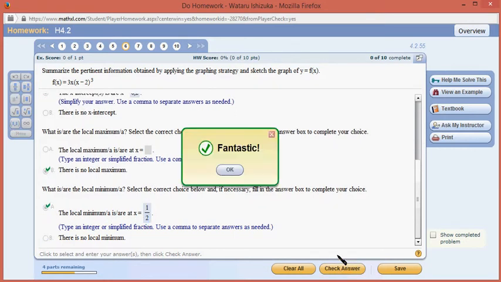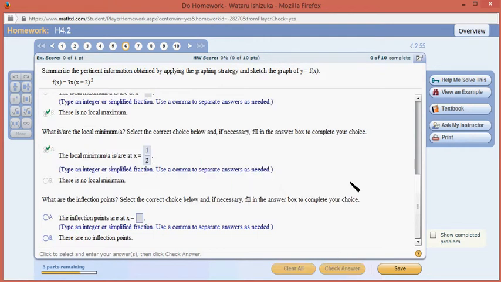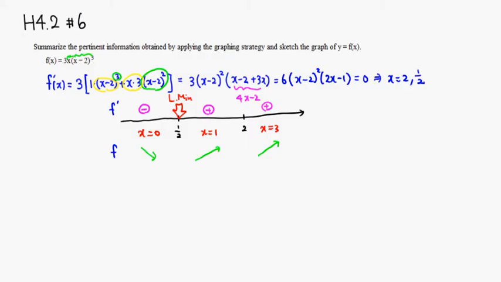Right, then check that. So we got that. And what are the inflection points? All right, in order to talk about inflection points, we have to take another derivative. So let's take the derivative of this guy.